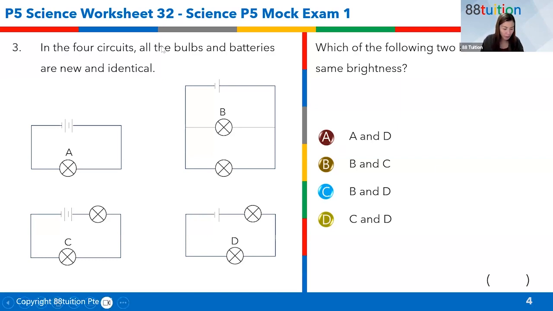So in the 4 circuits, all the light bulbs, right, and the batteries are new and identical. Which of the following 2 bulbs have the same brightness? Now, the answer is actually B and C.